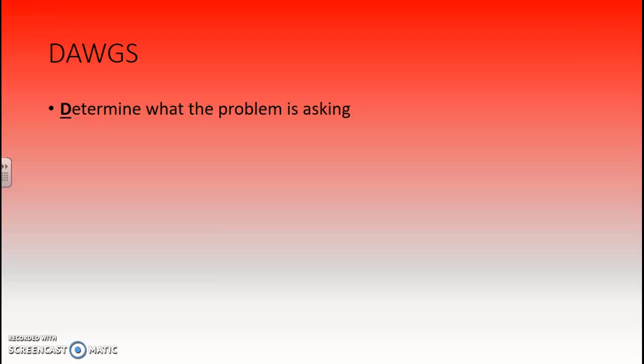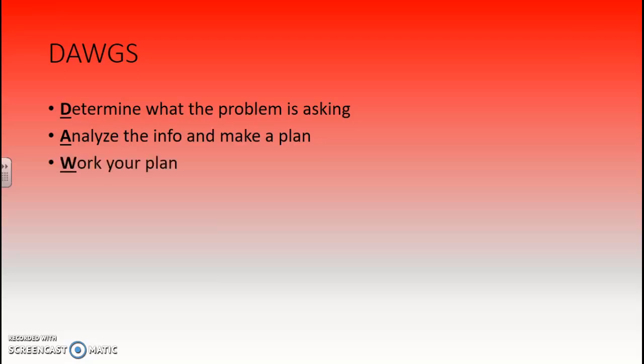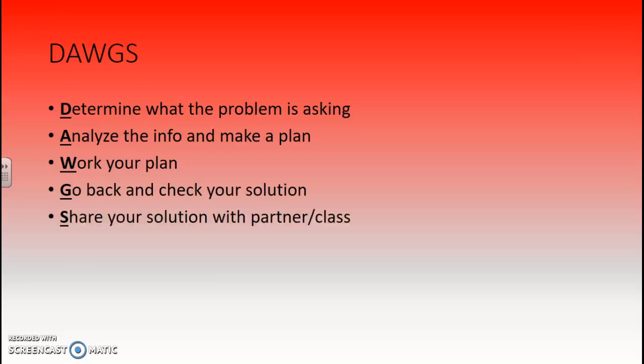The D stands for determine what the problem is asking. The A for analyze the info and make a plan. The W for work your plan. The G for go back and check your solution. And finally the S for share your solution with a partner or class if the situation allows for that.